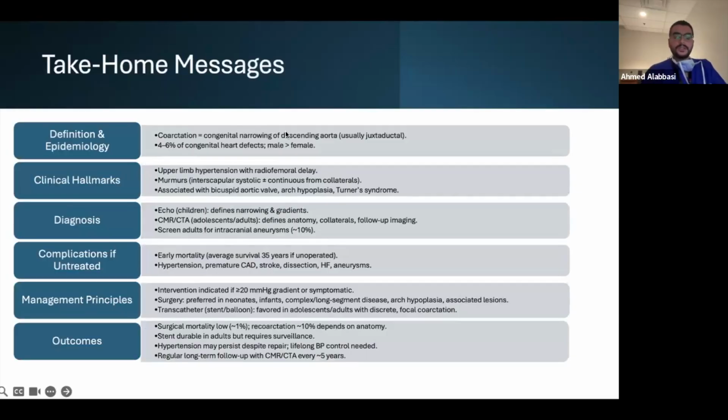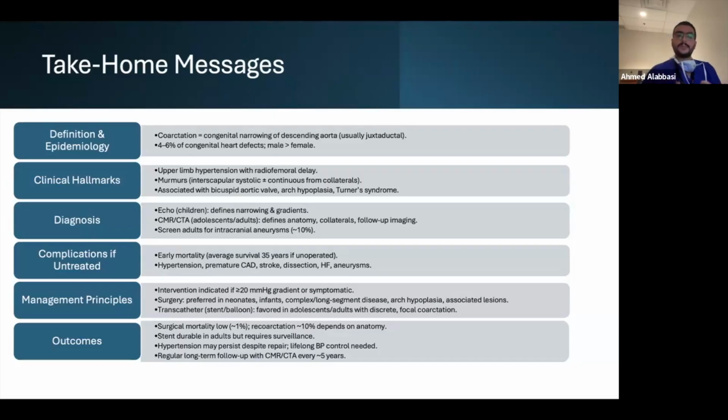Nearing the end, I just wanted to summarize a few of these things that we just learned. Coarctation is a congenital narrowing of the descending aorta, usually juxtaductal or at the isthmus. It occurs more commonly in males than females, and is 4 to 6% of congenital heart defects. Hallmarks would be upper limb hypertension and lower limb hypotension, and you may feel a brachial or radiofemoral delay.